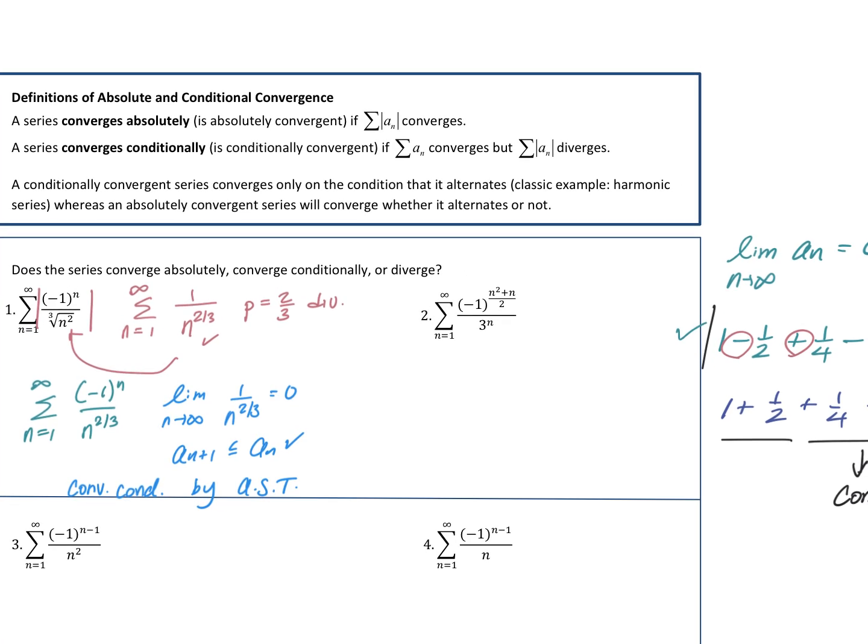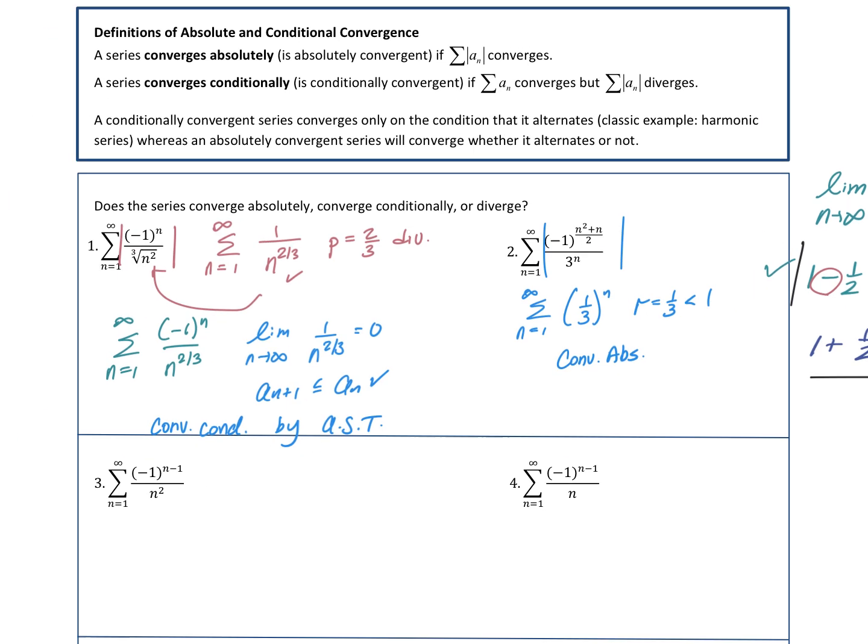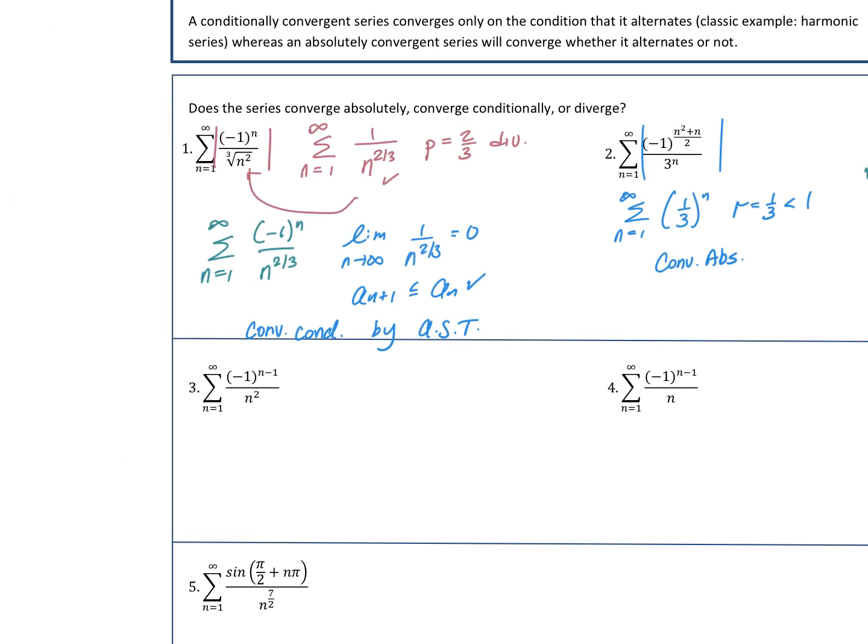Okay, for this one, take the absolute value. We're going to get a new series, so n equals 1 to infinity, 1 over 3 to the nth power. It's geometric. R is 1/3, which is less than 1, so this converges absolutely. For number 3, take the absolute value. We get a new series, so n equals 1 to infinity, 1 over n squared. I look at this independently of the one from above it. It's my new series, so it's 1 over n squared. P is equal to 2, which is greater than 1, so it converges absolutely.